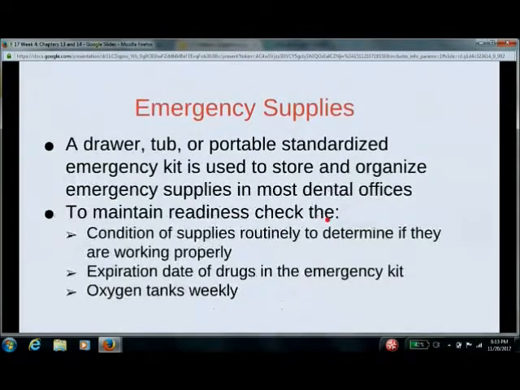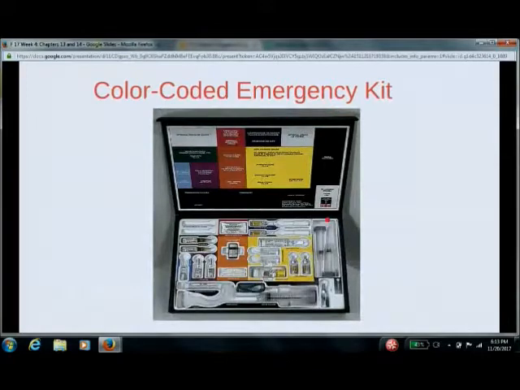So where are all these things stored? Usually in a kit. Our main thing is to maintain the kit to be sure that the expiration date is current and that the oxygen tanks are checked weekly to be sure that they work. So a kit looks something like this. Luckily, they know that this is not something we do every day, so they color code it, which is pretty cool.